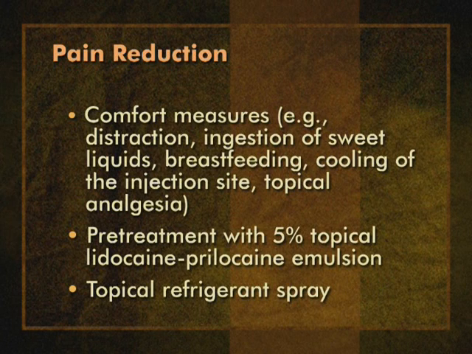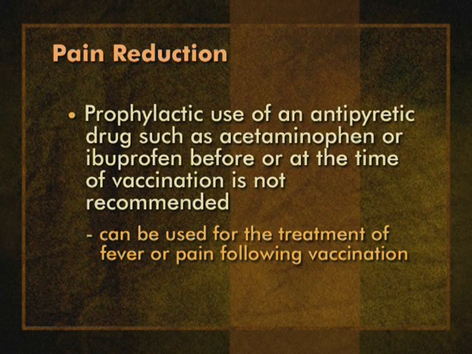Pretreatment with 5% topical lidocaine-prilocaine emulsion can decrease the pain of vaccination by causing superficial anesthesia. Use of topical refrigerant spray immediately before vaccination can reduce the short-term pain associated with injections and can be as effective as lidocaine-prilocaine cream. The prophylactic use of an antipyretic drug, such as acetaminophen or ibuprofen, before or at the time of vaccination is not recommended, but they can be used for the treatment of fever or pain that might occur following vaccination. Studies have not demonstrated antipyretics to be effective in the prevention of febrile seizures.